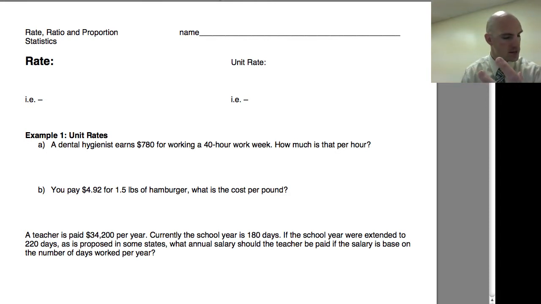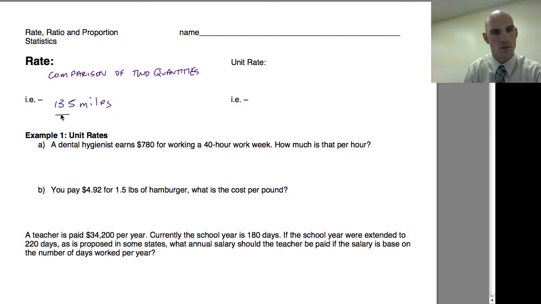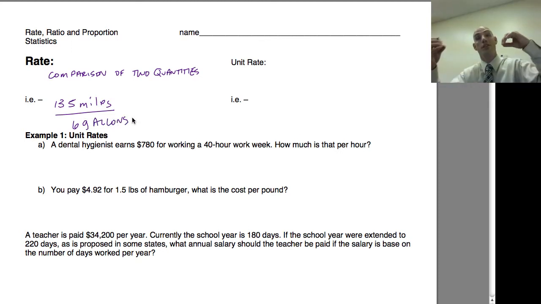A rate is frequently used, like miles per gallon, feet per second, stuff like that. And what we need to understand about a rate is it's a comparison of two quantities. So what we might say is 135 miles to 6 gallons of gas. When we compare two different things, we're talking about a rate.